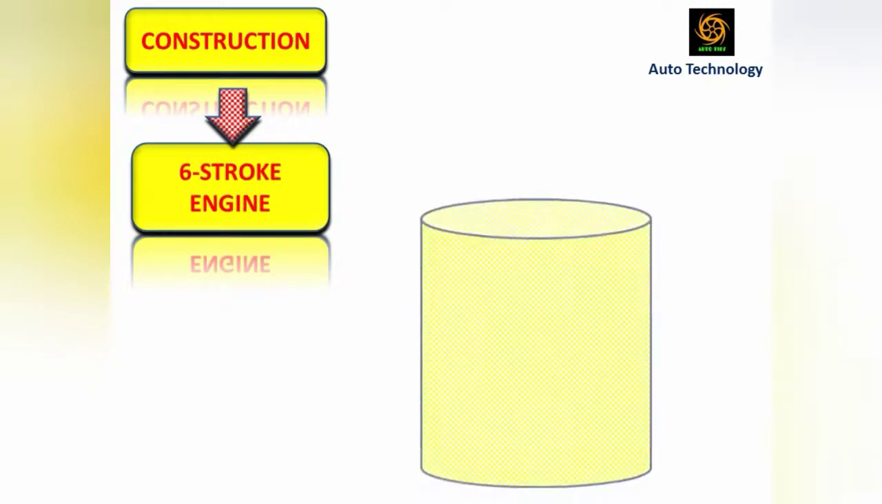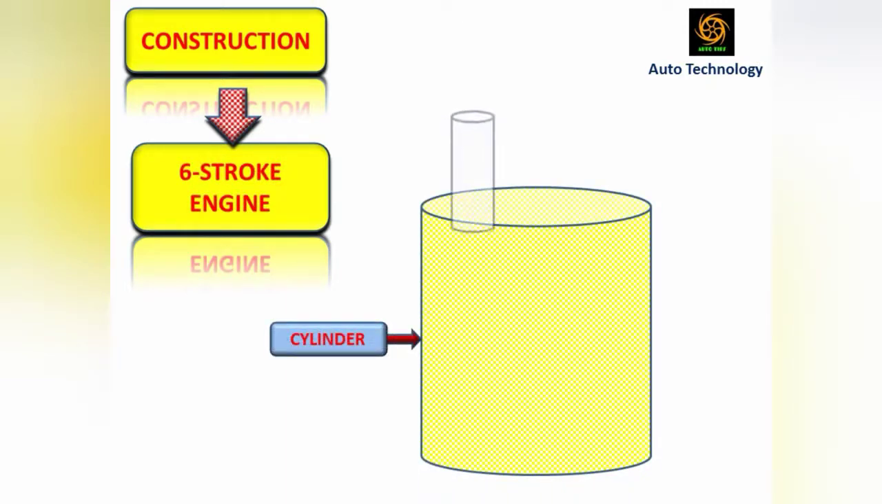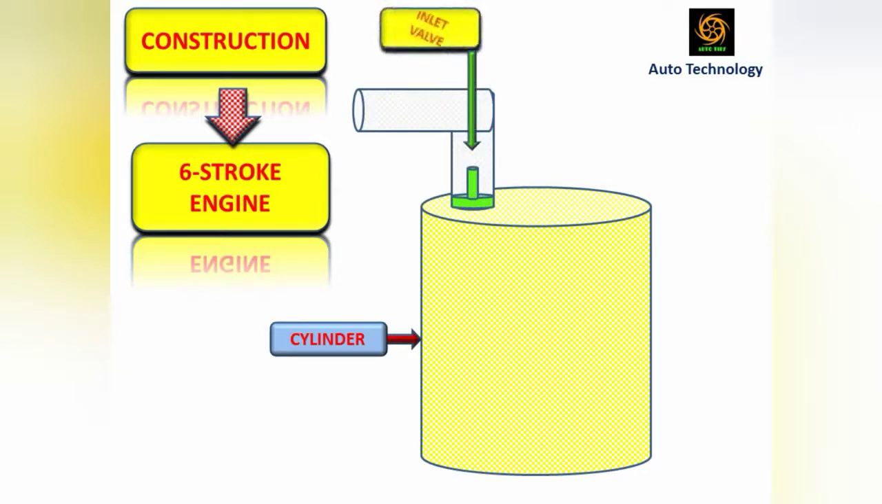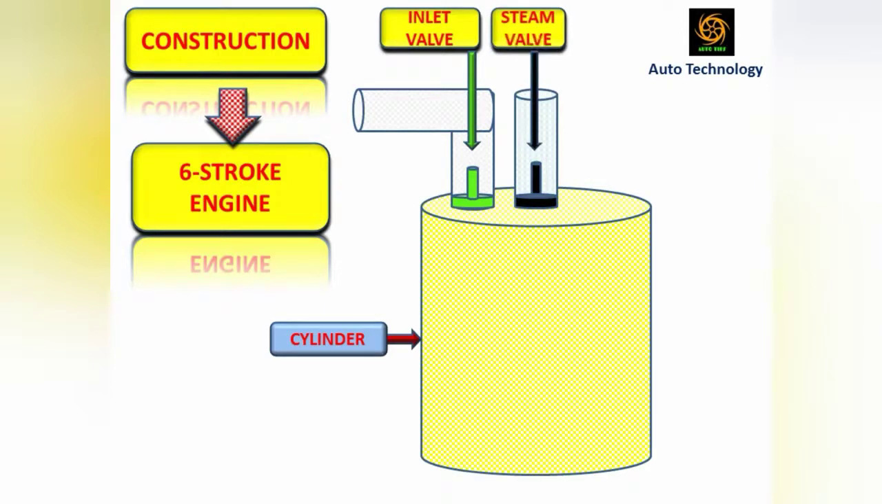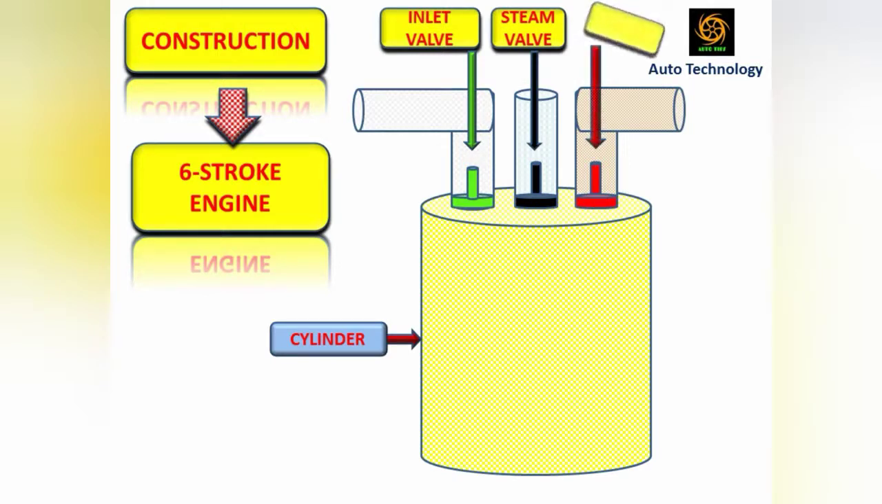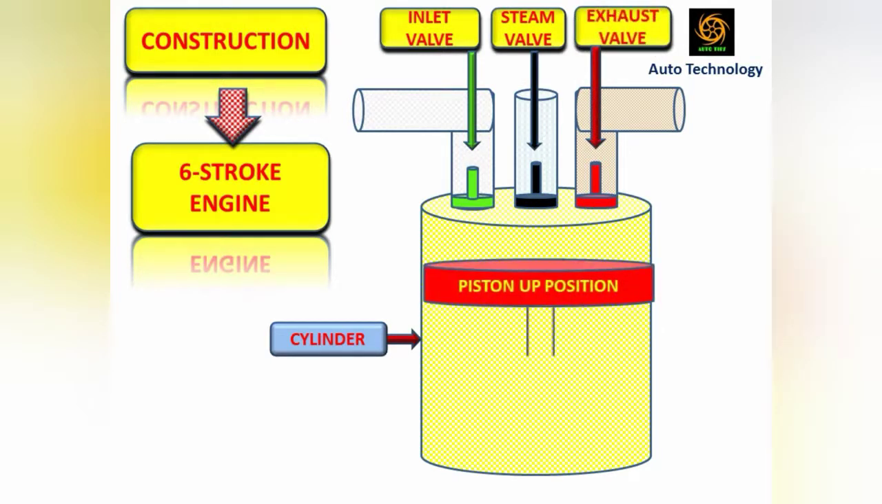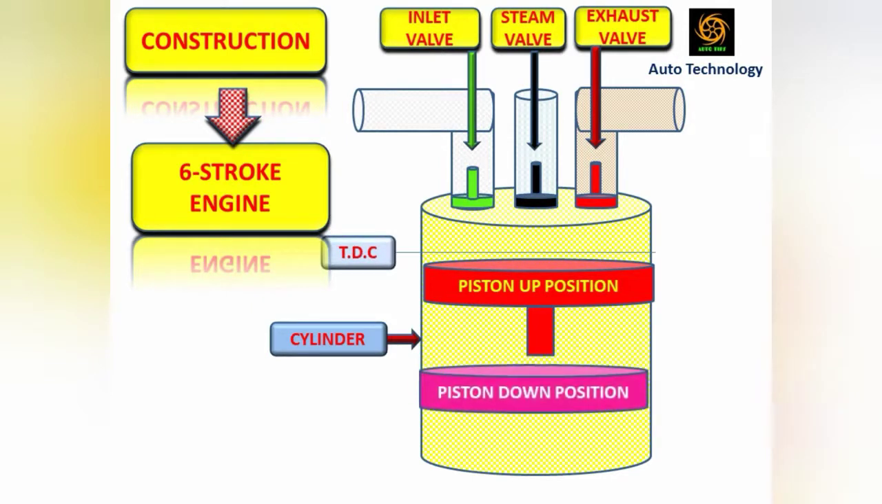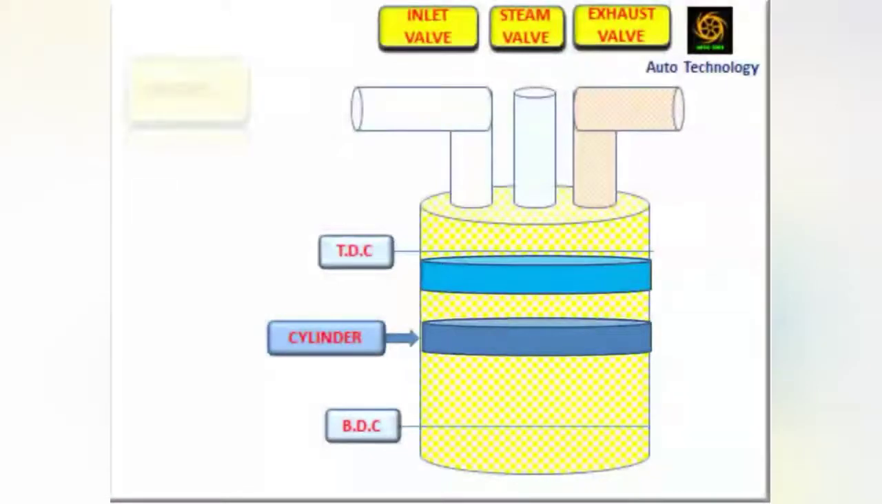Construction of the 6-stroke engine. The 6-stroke engine has a cylinder. This is the inlet manifold. That valve is the inlet valve. This is the steam valve. This is the exhaust manifold. This valve is the exhaust valve. TDC means top dead center, the topmost position of the piston inside the cylinder, and BDC means bottom dead center, the bottommost position of the piston.